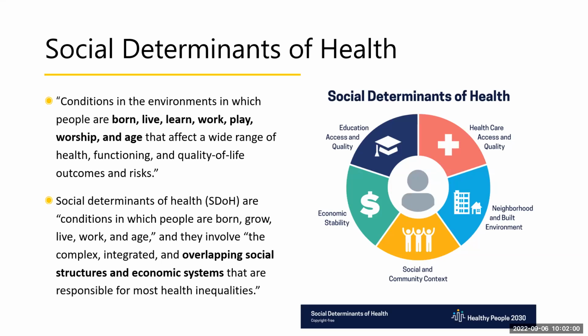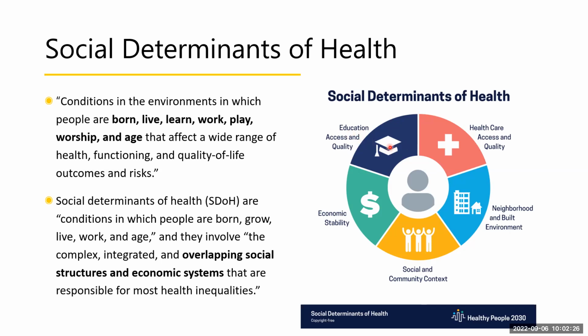They overlap social structures and economic systems that tend to be responsible for most of those health inequalities. And so we've got 5 domains here, and this is the official circle logo from Healthy People 2030. If you don't know about Healthy People 2030, you will shortly. They divide the social determinants of health into 5 areas.